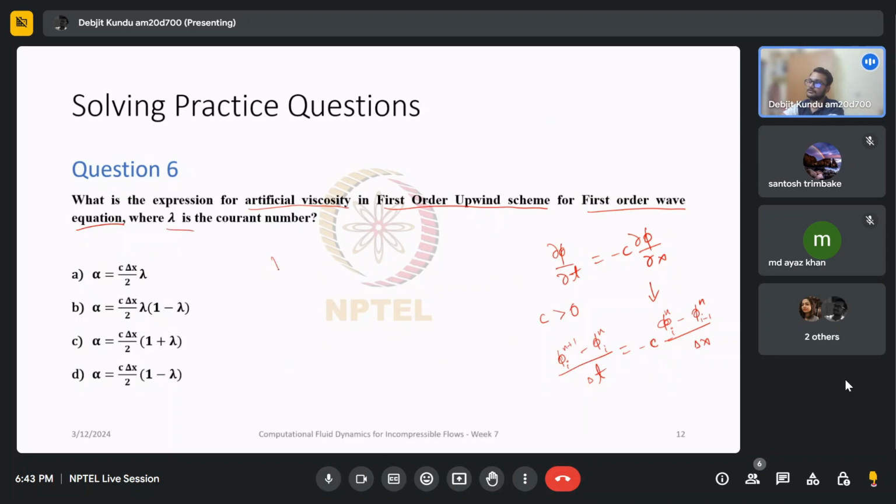And lambda is the Courant number. This is something which we saw earlier as well. So the Courant number is given by C delta t divided by delta x. So we saw that in these cases, we can find out the modified equations. And in those modified equations, as a result of using this first order upwinding, we introduce something called an artificial viscosity. What is the expression of that? Is it option A, alpha equal to C delta x by 2 into lambda? Is it option B, C delta x by 2 into lambda into 1 minus lambda? Is it C delta x by 2 into 1 plus lambda? Or is it C delta x by 2 into 1 minus lambda?